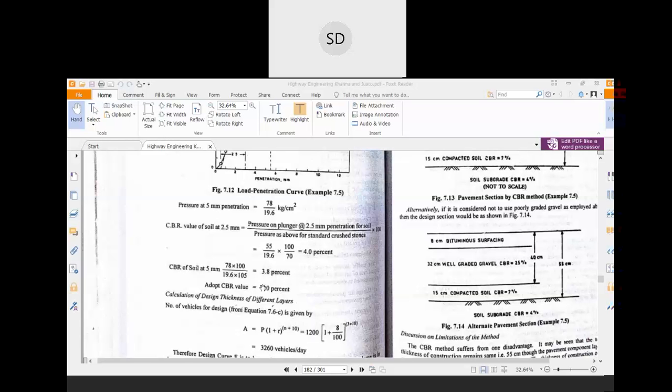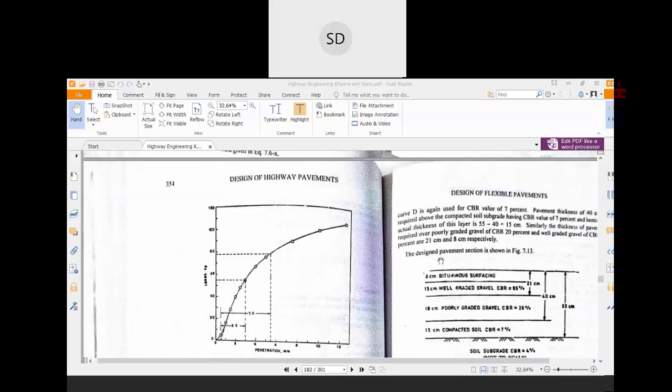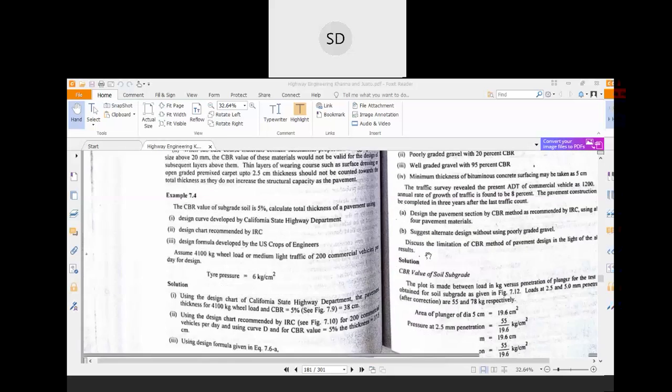Now you have to design different thickness of the pavement section. Before this, you have to find out the total number of vehicles at the completion of your road project, and that is found using this formula. As you know, in the question it is given that the traffic survey revealed the present ADT of commercial vehicles as 1200. Annual growth rate of the traffic is found to be 8%. The pavement construction is to be completed in 3 years after the last traffic count. So these data are given.